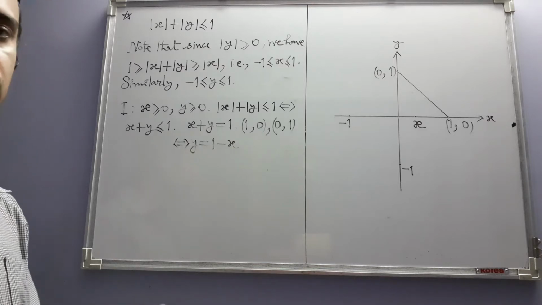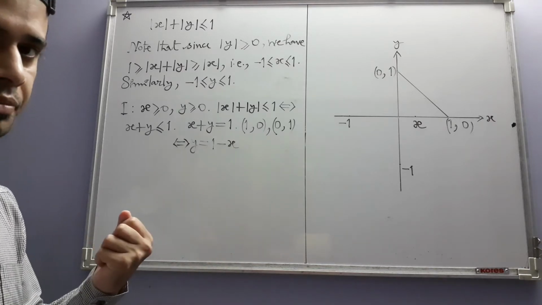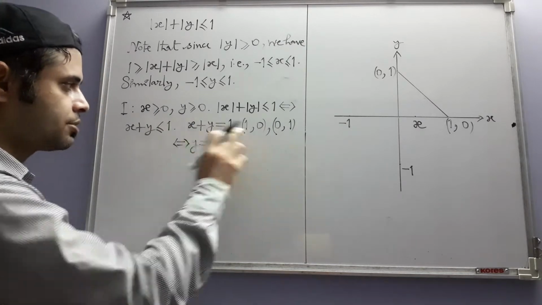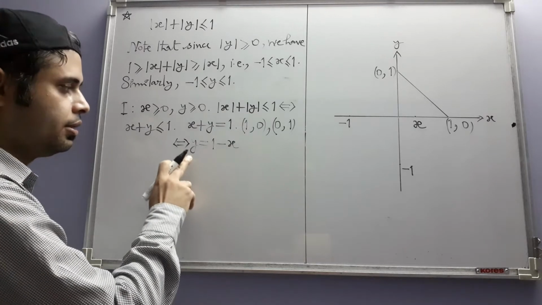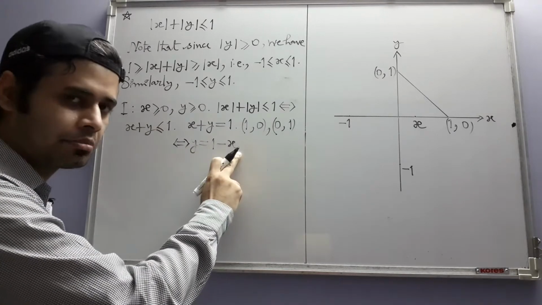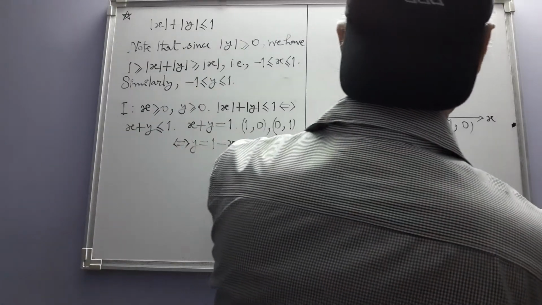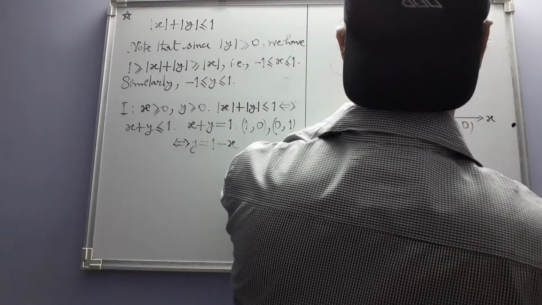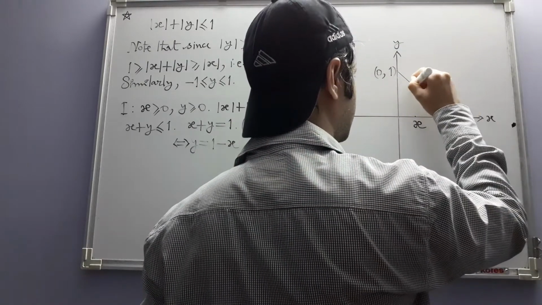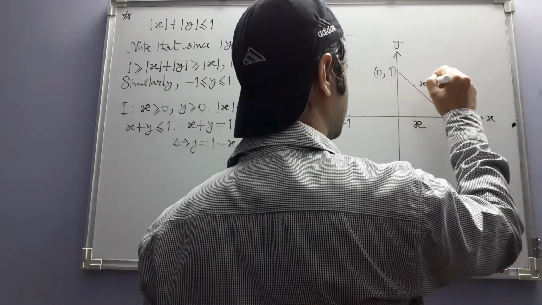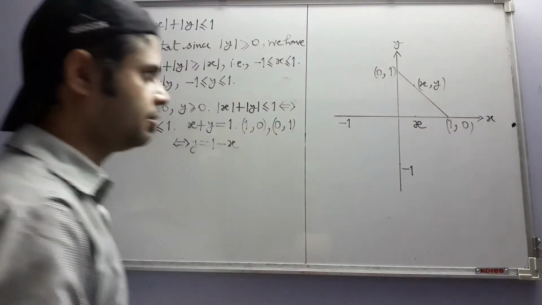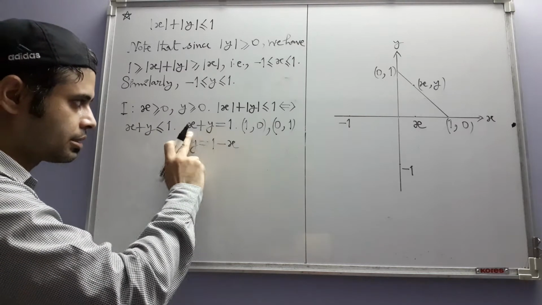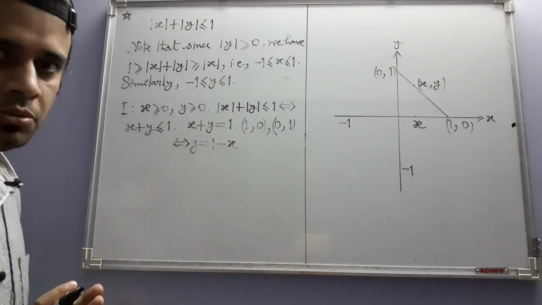Now you want to figure out what y will be, so that x plus y is equal to 1. If your y is equal to 1 minus x, then the point that you have will lie on this line here, because on this line y is equal to 1 minus x, and that is because the sum of such x and y has to be equal to 1.